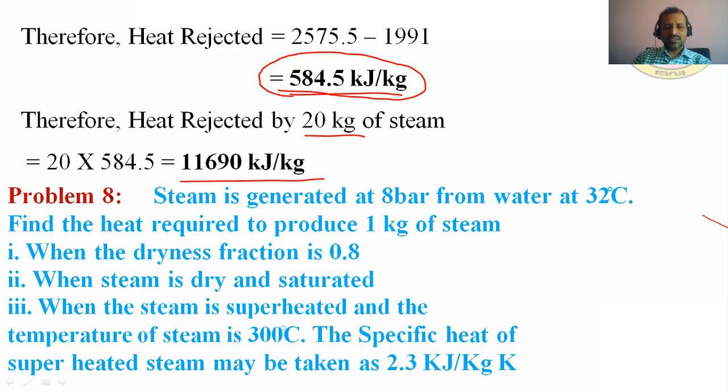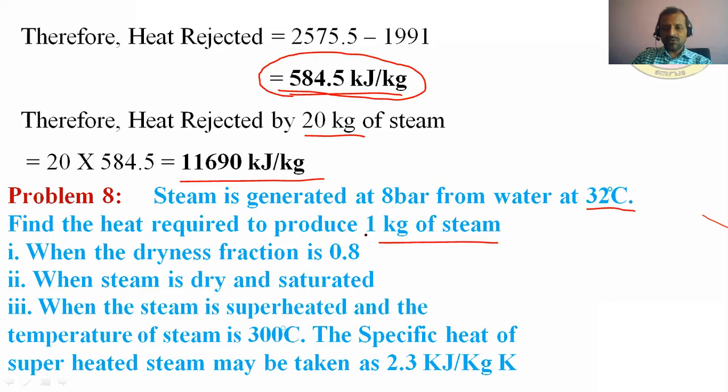So next you will see the next problem. The steam is generated at 8 bar from water at 32 degrees Celsius. Find the heat required to produce 1 kg of steam. The water now is given at 32 degrees Celsius. 32 degrees Celsius means what now? Already some amount of heat is present in the water, right? In such case, what he is asking: find the heat required to produce 1 kg of steam.